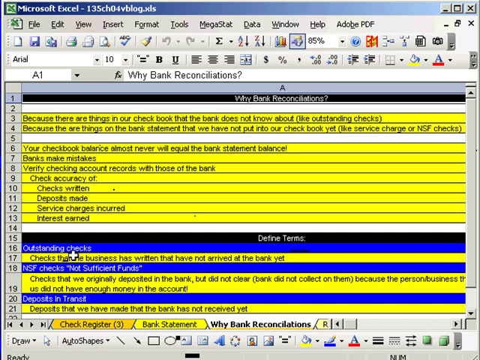Outstanding checks, that's the one term we need to know. They don't use deposits in transit here, but that's very common. That means we made a deposit and they don't know about it yet because it's still in transit. Outstanding checks, that means checks that are really, really smart and good looking. No, just kidding, not that kind of outstanding. It means we wrote a check and it hasn't been received by the bank yet.